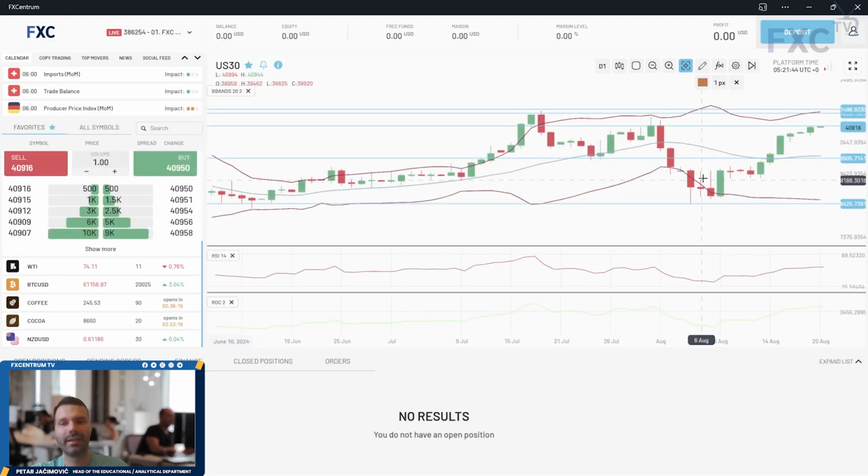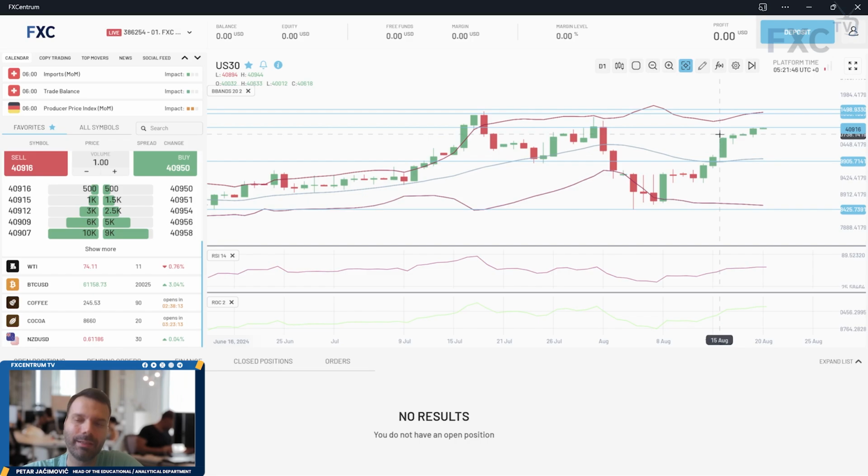US 30, from another side, similar situation, more flat, but still resistance levels. We can see previous swing highs here and here, and a short-term upside cycle is present. RSI is still around 62, so we don't have any signs of reversal. Short-term upside environment, so buyers are in control on this market.